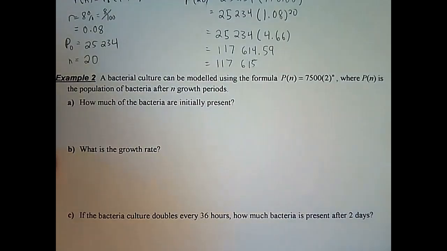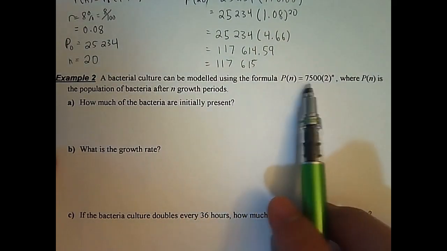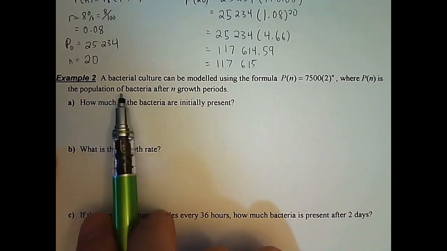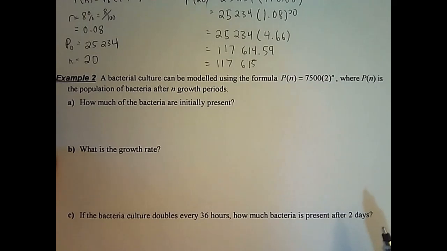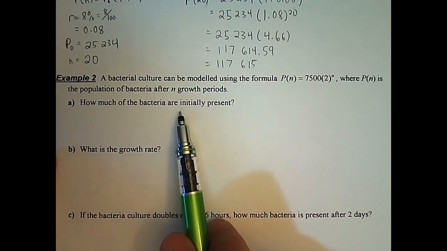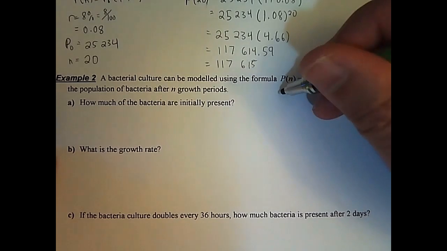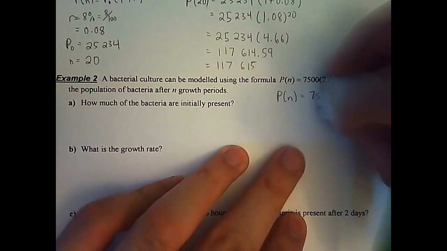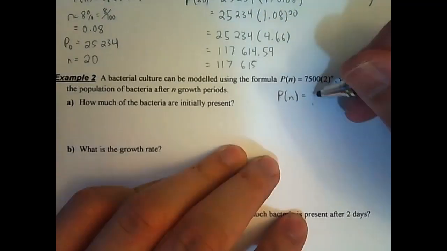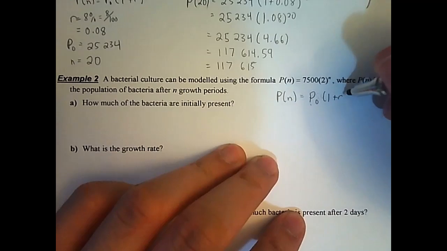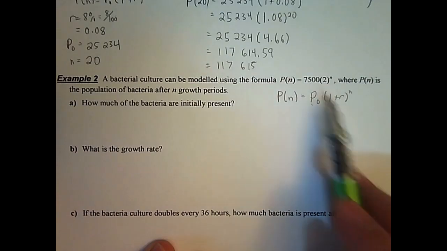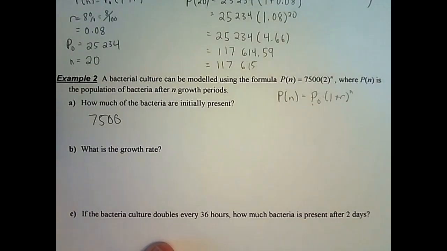All right, example 2 says a bacterial culture can be modeled using the formula P of n is equal to 7,500 times 2 to the power of n, where P of n is the population of bacteria after n growth periods. So first, how much of the bacteria are initially present? Well, based on our formula, kind of giving it away there, but that's okay, our initial population is going to be the number beside the exponent, so it's going to be 7,500. What is the growth rate?